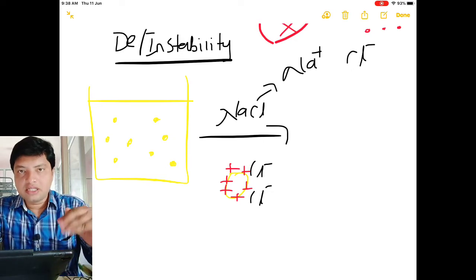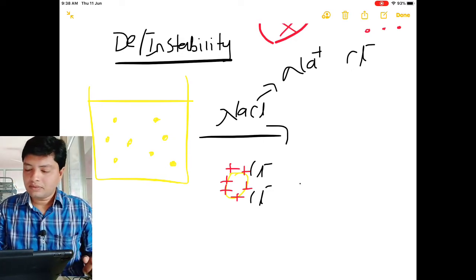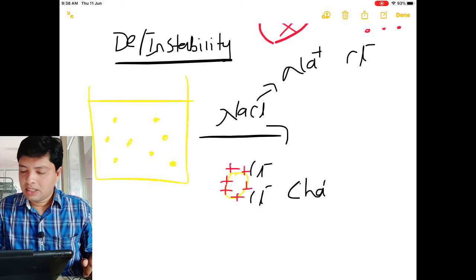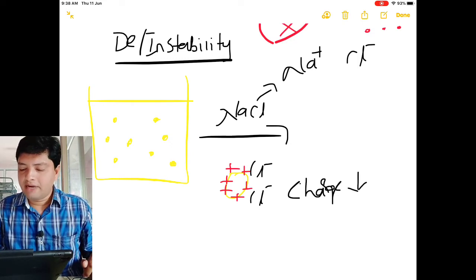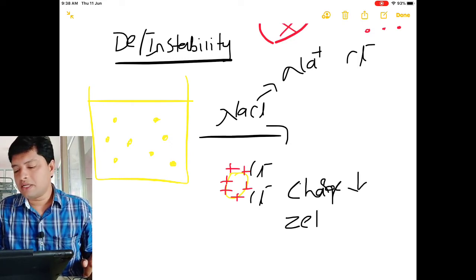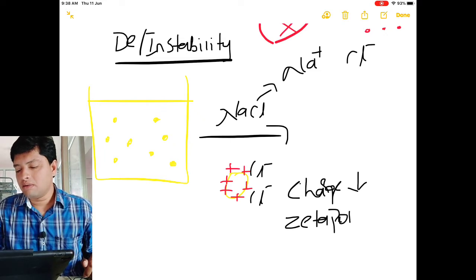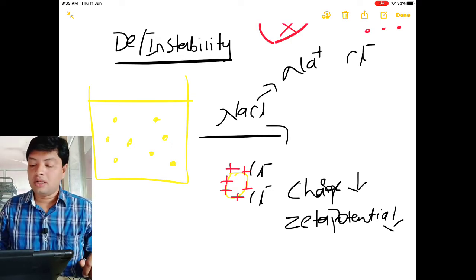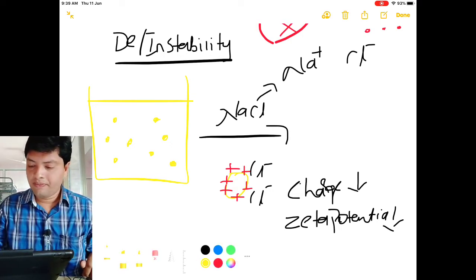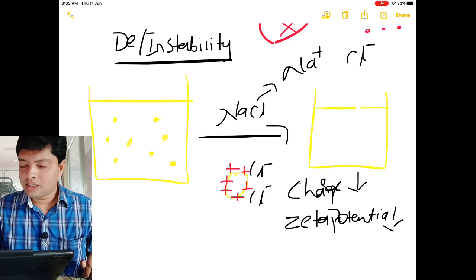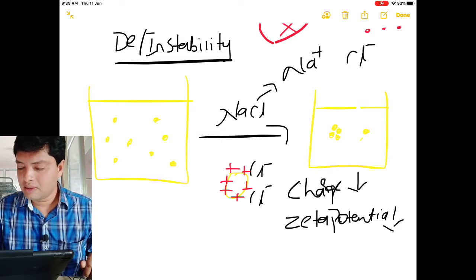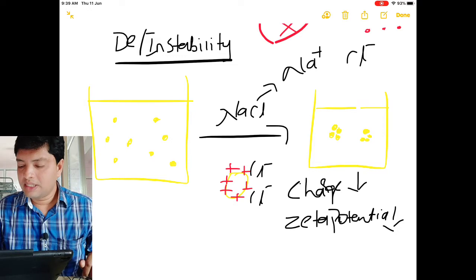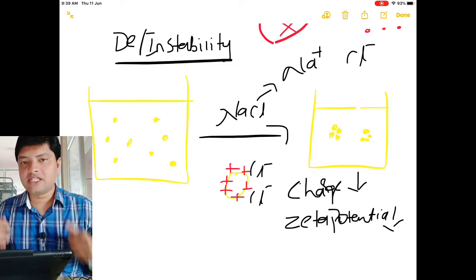If the charge on the particle decreases, it will eventually lead to a decrease in zeta potential. Now what happens? Because the zeta potential is less, the colloids will come close and form an aggregate like this. This aggregation is the sign of instability.